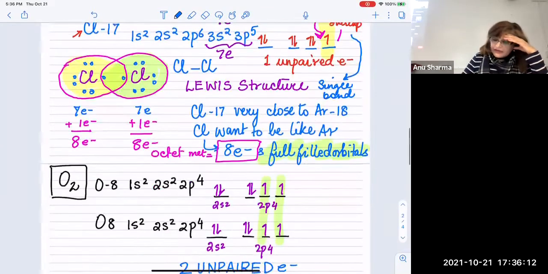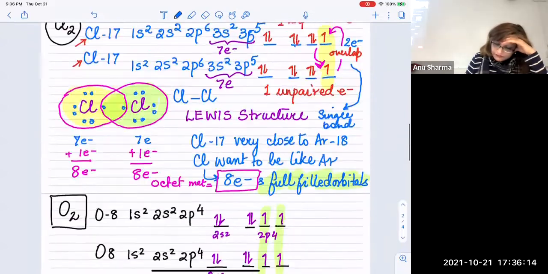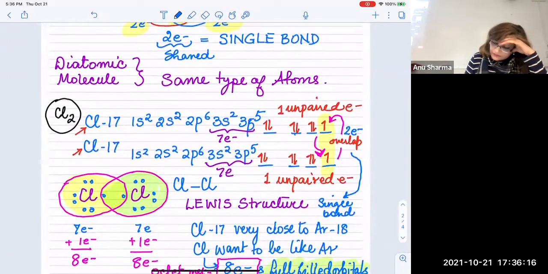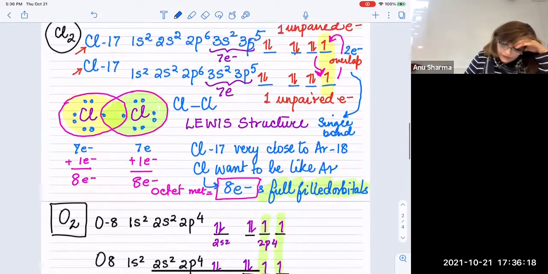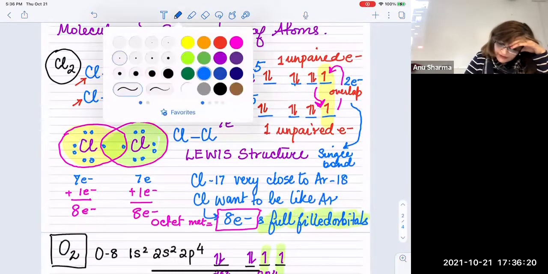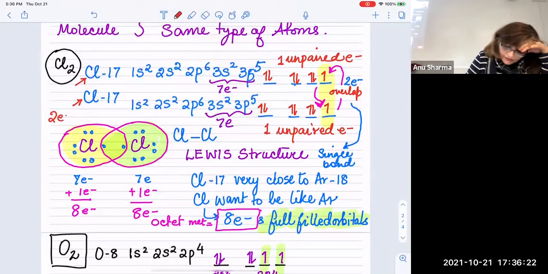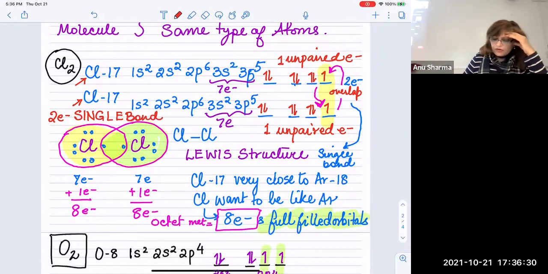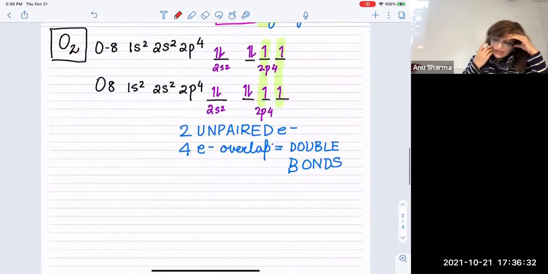Okay. And then in this case, there are 4. So let me just write this down here. When 2 electrons, let's put this here in red, 2 electrons make a single bond. 4 electrons make a double bond, and 6 electrons make a triple bond. So we will see that.